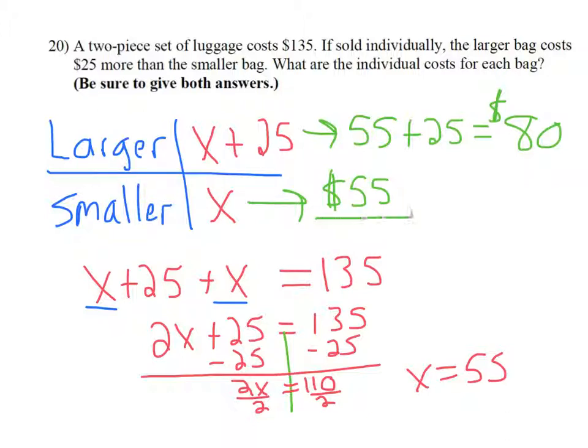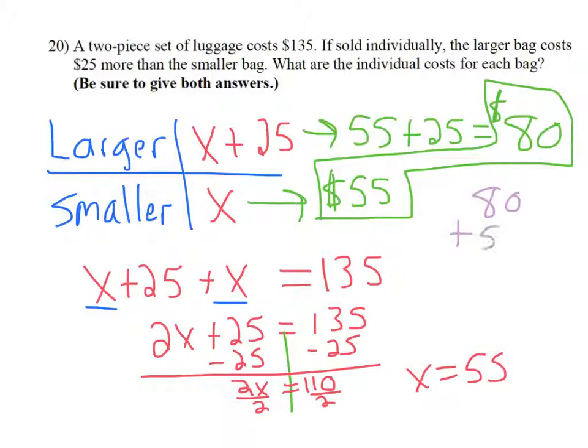So my solution to this problem is that the larger piece of luggage costs $80 and the smaller piece of luggage costs $55. To quickly check to make sure your answer makes sense, simply add 80 plus 55, which gives me 135, which was the original cost of both pieces.